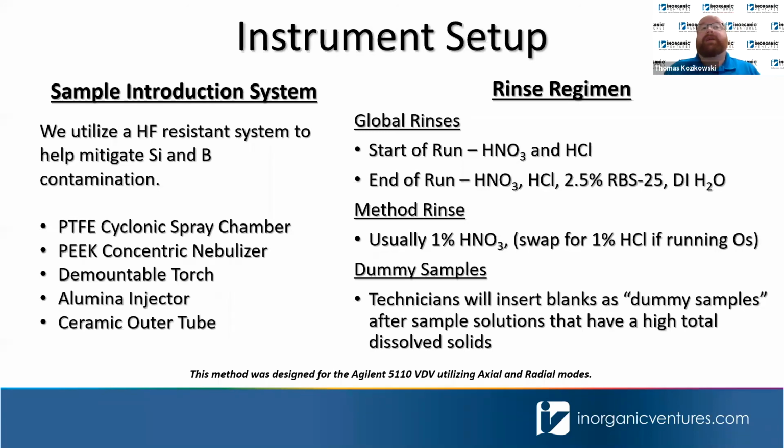With respect to the rinse regimen, we do have some global rinses. At the start of our runs, we'll run nitric and HCl to make sure the system is clean before running our standards. And at the end of the run, like I said, it runs through the night. So at the end, it'll run nitric, HCl, but then it'll also run a 2.5% solution of RBS 25. That's a surfactant based solution that's basic.